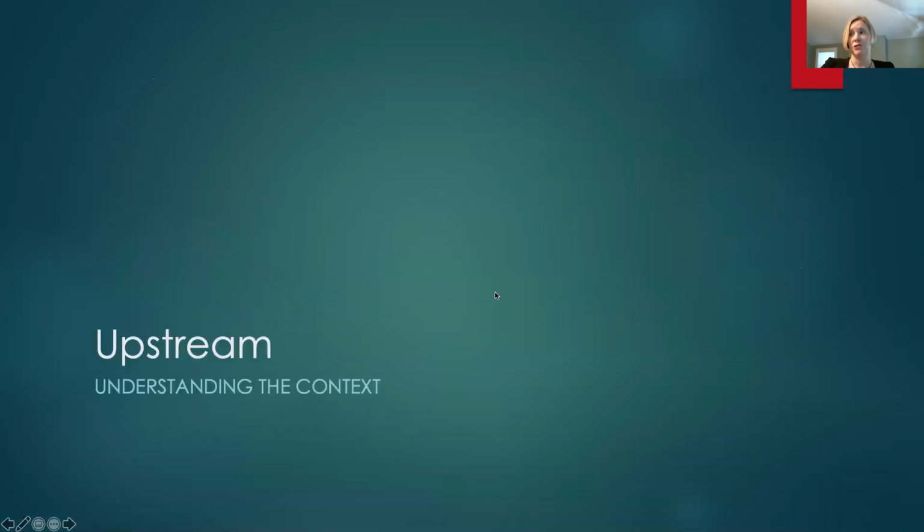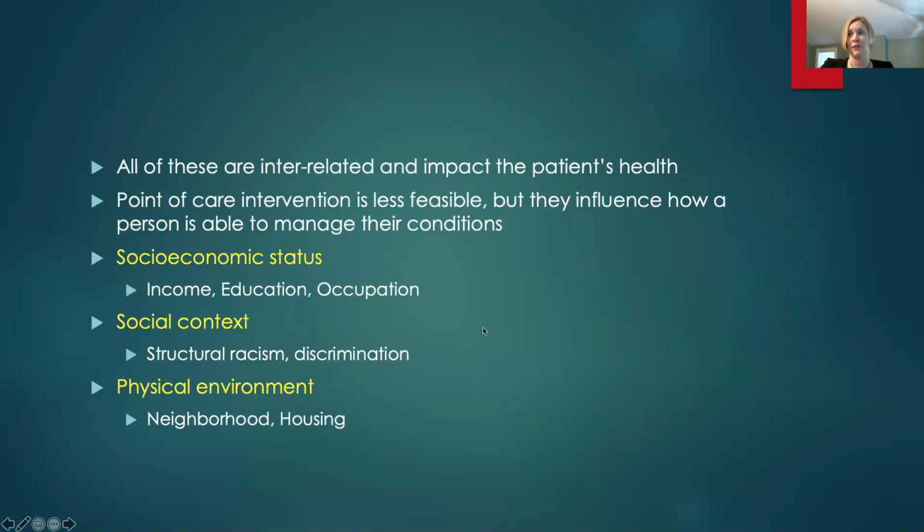So first, I'd like to address several of those upstream factors we referenced in the first few slides. All of these are interrelated and impact the patient's health. They are at the core of their ability to manage disease, but intervention at the point of clinical care is less feasible, and they require system interventions.